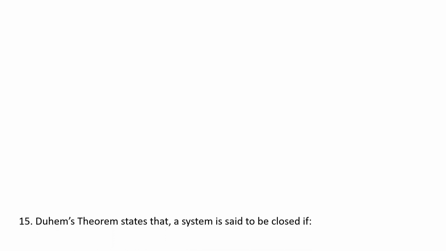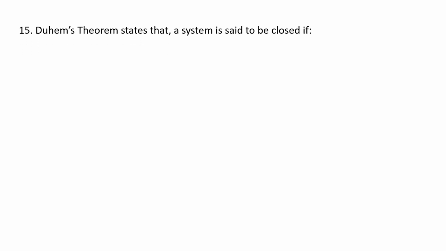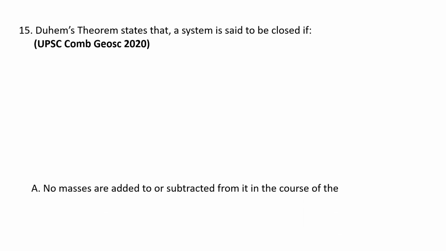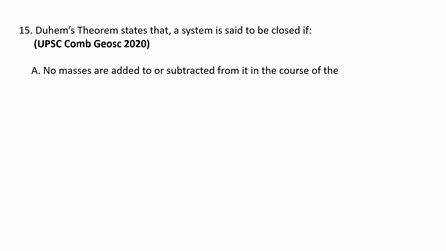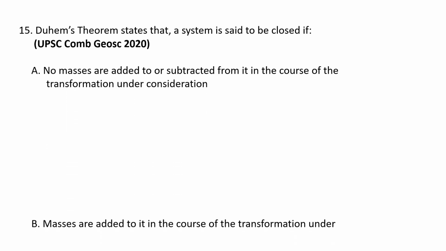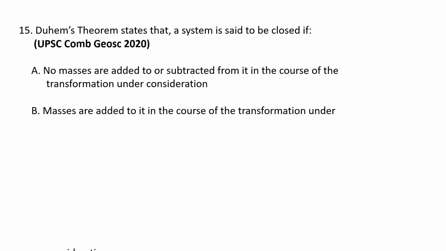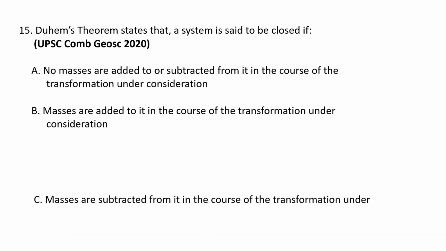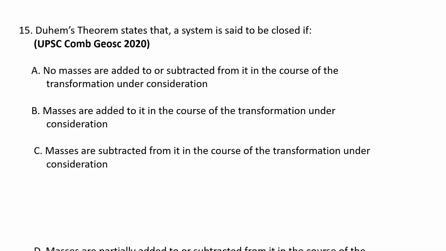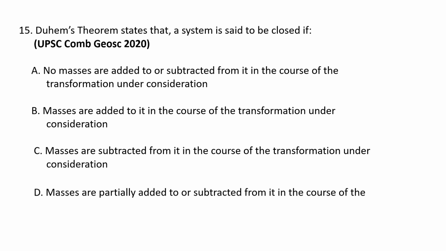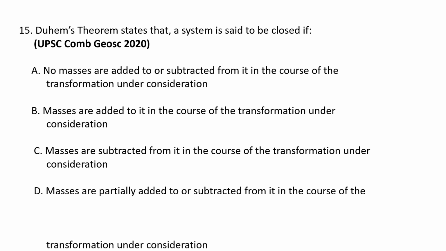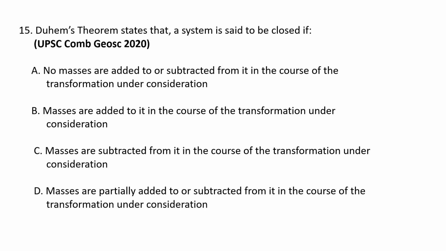Next question. Duhem's theory states that a system is said to be closed when A, no masses are added to or subtracted from it in the course of the transformation under consideration, B, masses are added to it in the course of the formation or transformation under consideration, C, masses are subtracted from it in the course of the transformation under consideration, and D, masses are partially added to or subtracted from it in the course of the transformation under consideration.